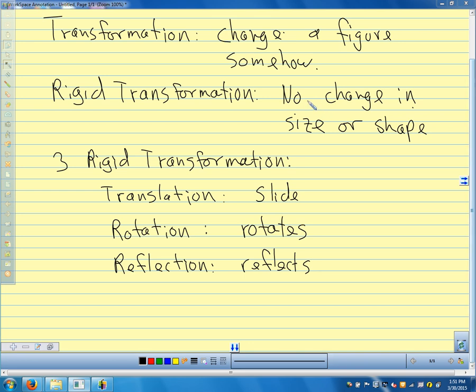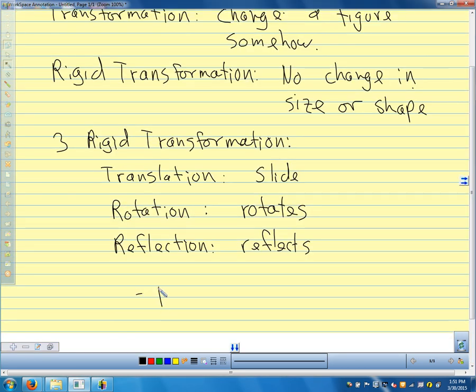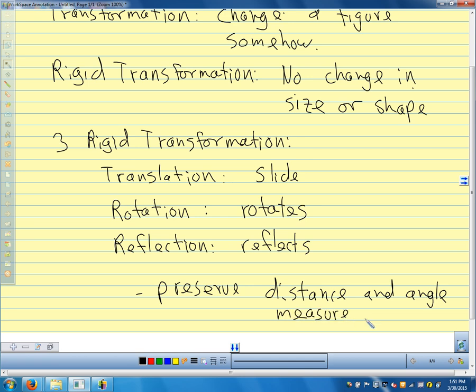Our rigid transformations don't change the size or the shape of our figure. So the technical way we say that is they preserve distance and angle measure. What we mean by they preserve distance is they don't change the lengths of the sides of our shape. So they're not stretching. Those are the distances we're talking about, the sides of the shape. They're not stretching or compressing the sides, and they're not stretching or compressing the angles. So all the sides, all the lengths, everything stays the same before and after our rigid transformation.